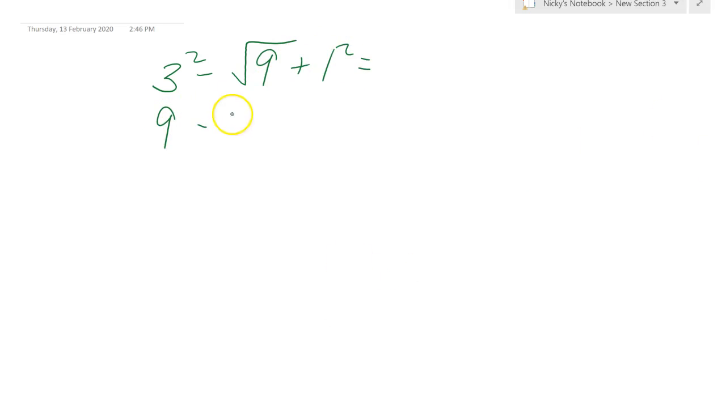So 9 minus, we ended up working out this was 3 plus 1. So 9 minus 3 is 6, plus 1 is 7. And you're finished. Let's try another example.